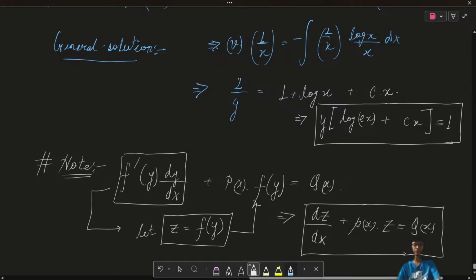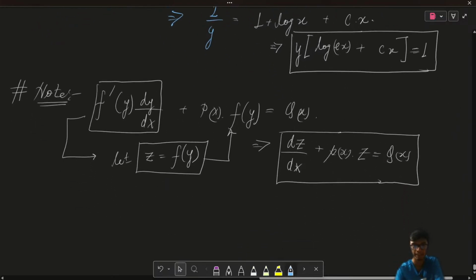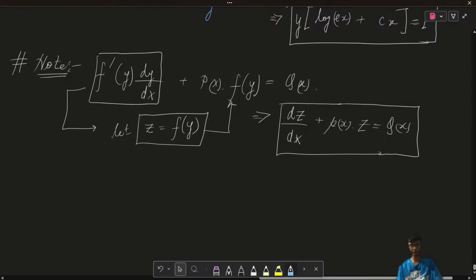So this can be reduced to this linear form of differential equation, right? So we can also have this form of differential equation as well, right? So let's try to solve one such example.